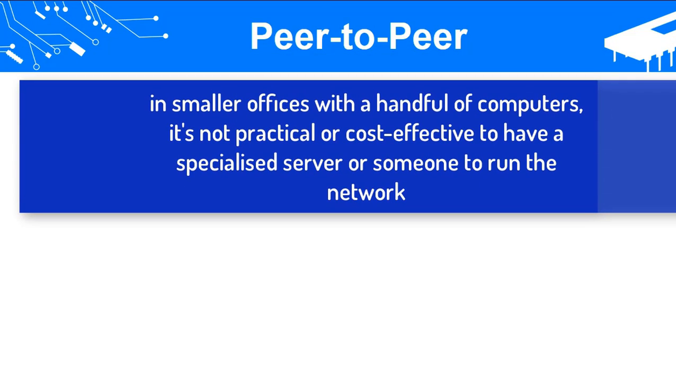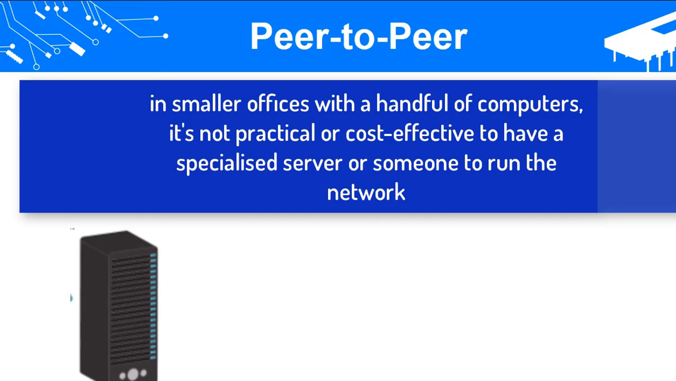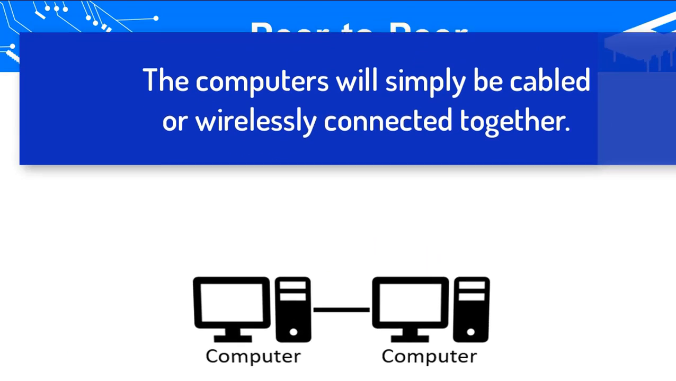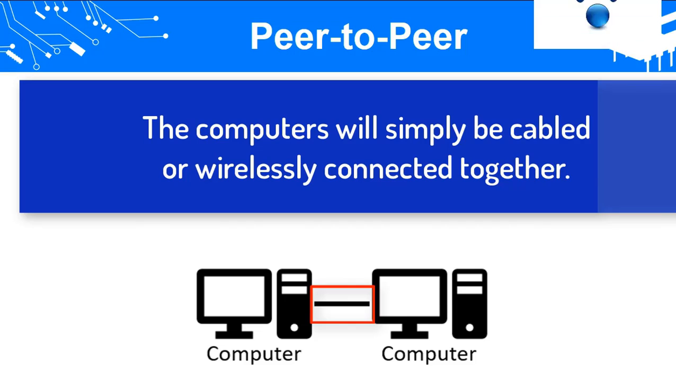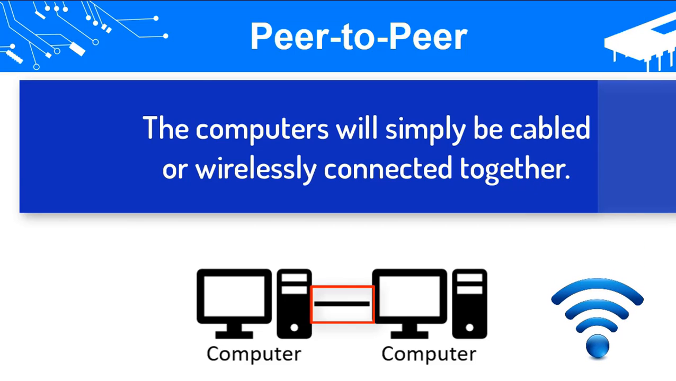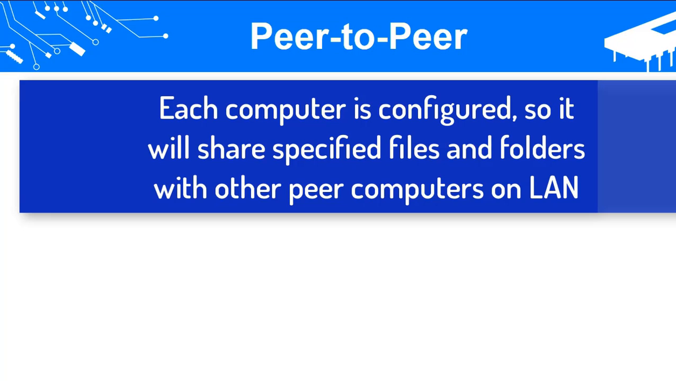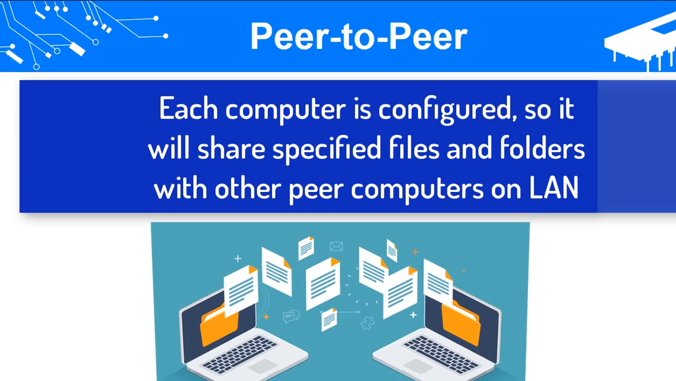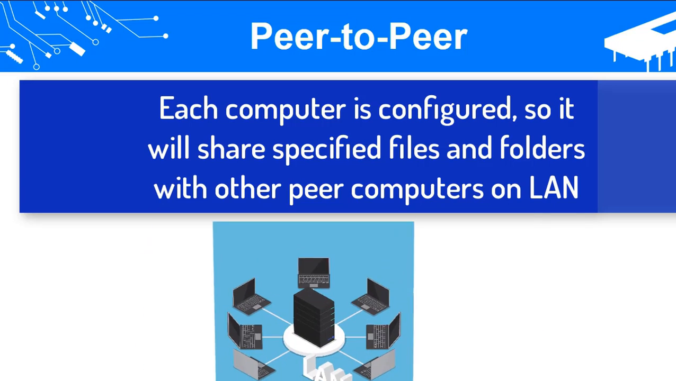Now, we will continue to the next part, which is peer-to-peer configuration. In smaller offices with a handful of computers, it's not practical or cost-effective to have a specialized server or someone to run the network. The computers will simply be cabled or wirelessly connected together. Each computer is configured so it will share specified files and folders with other peer computers on the LAN.